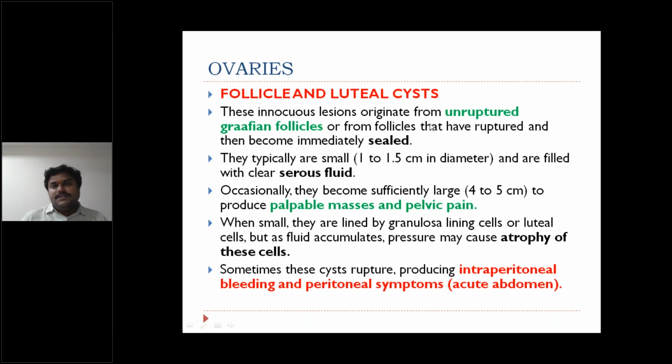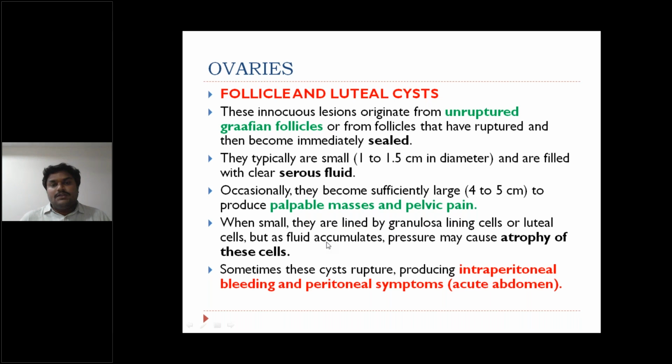They form cysts either because of unruptured Graafian follicles or follicles that have ruptured and become immediately sealed. They usually accumulate serous fluid, and when they become around 4 to 5 centimeter, they form palpable pelvic masses, and they also present with pelvic pain. So this you should remember.